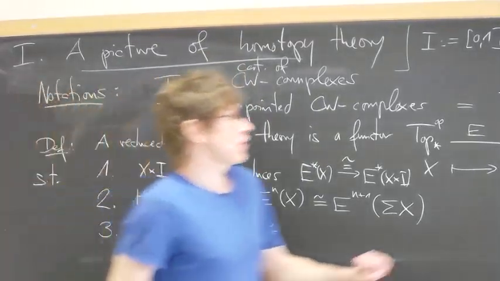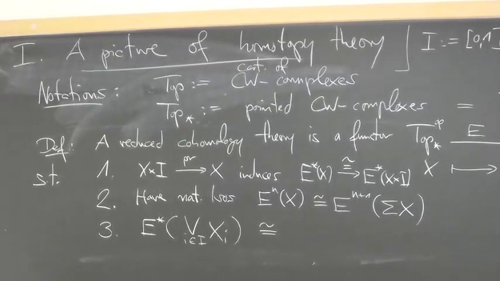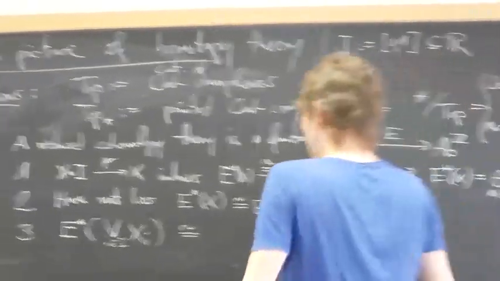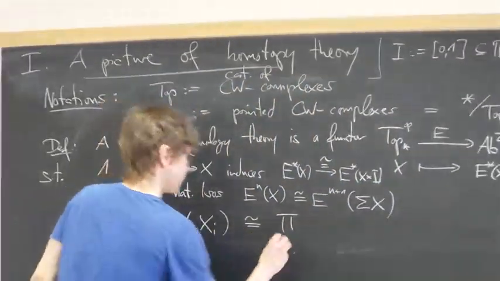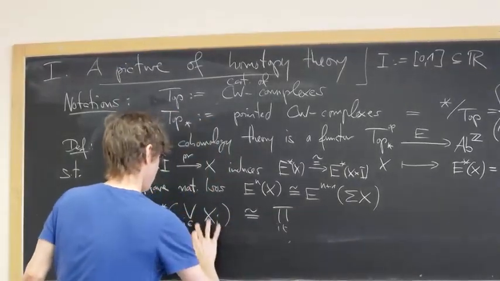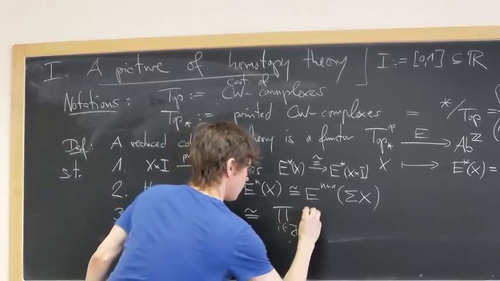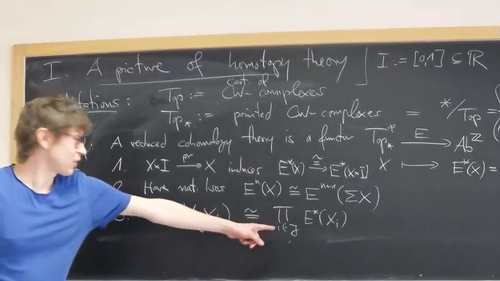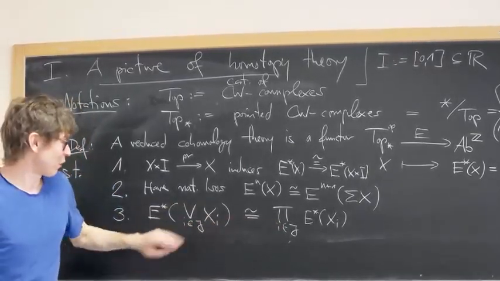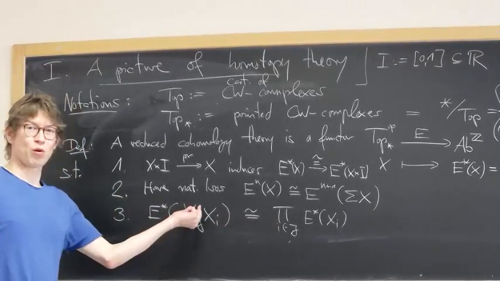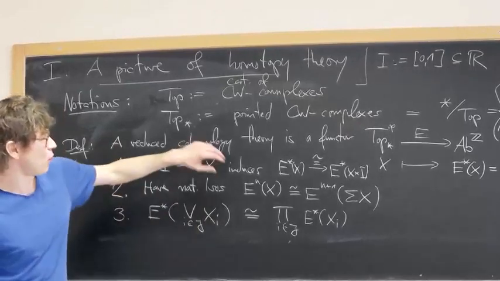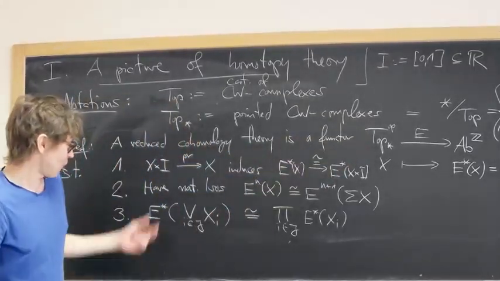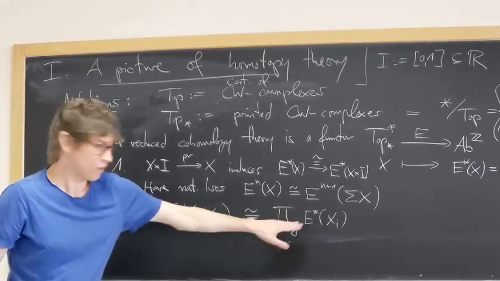Okay, so what about this wedge axiom here? If I have a bunch of spaces, I can glue them at their base points so that they become one common point. What is this? This is the coproduct in the category of pointed spaces. This coproduct should turn into a product. Now this map is induced by a canonical map. I have inclusions from each X_i into this whole wedge, and upon applying this cohomology theory, which is contravariant, they will induce maps the other way around, and that's what gives me a map from here to here.